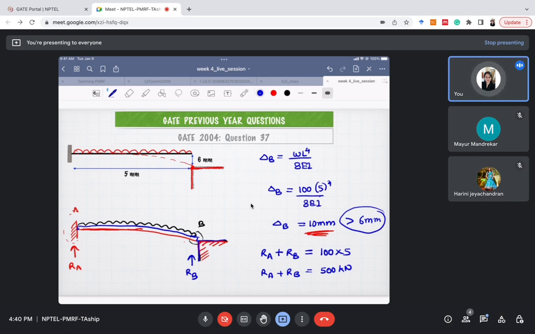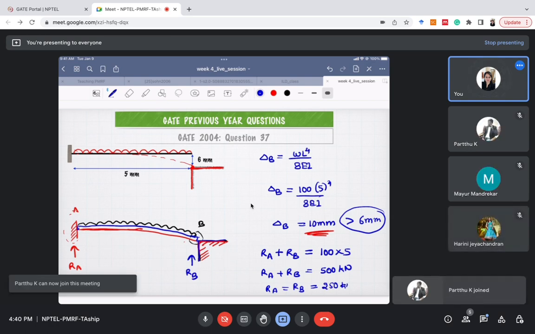Now, what is the value of Ra and Rb? Since it is a uniformly distributed load, Ra will be equal to Rb, which will be equal to total load divided by 2. So these two, Ra and Rb, will take 250 kilonewton. Ra will be 250 kilonewton and Rb will also be 250 kilonewton.